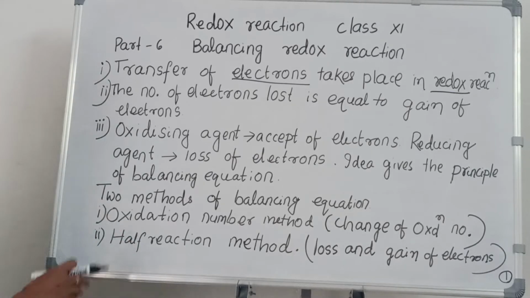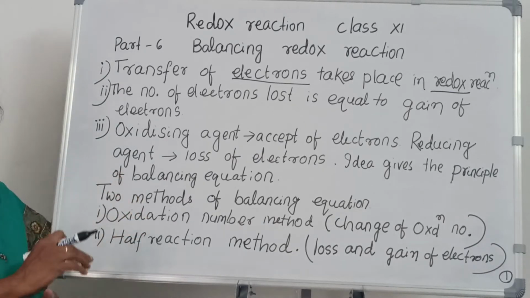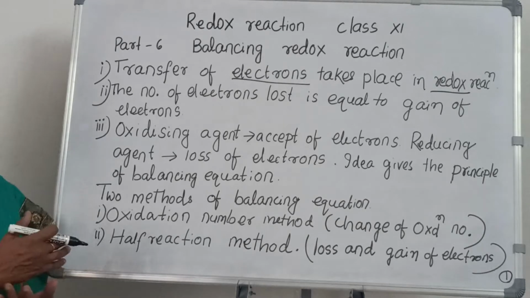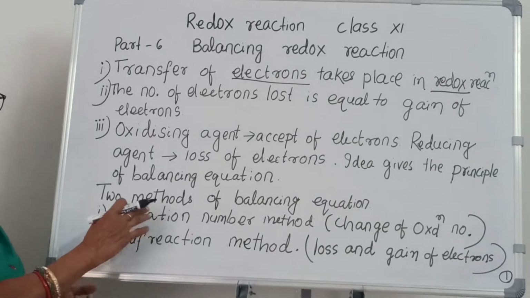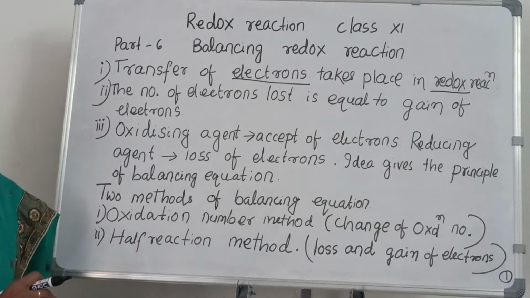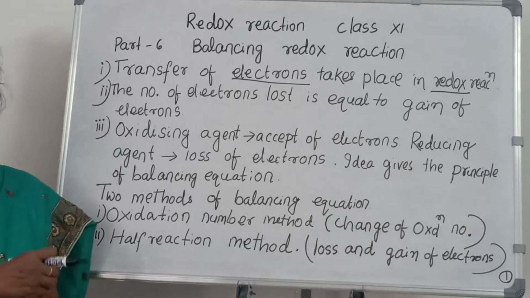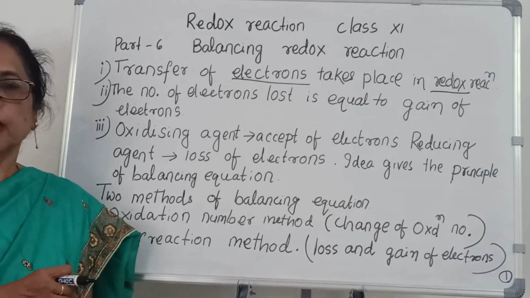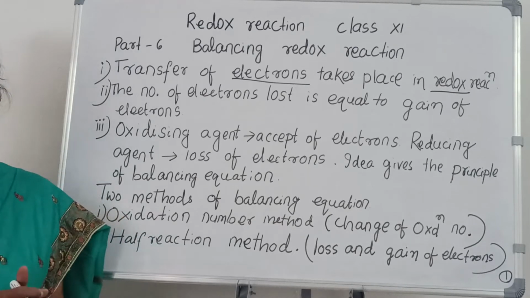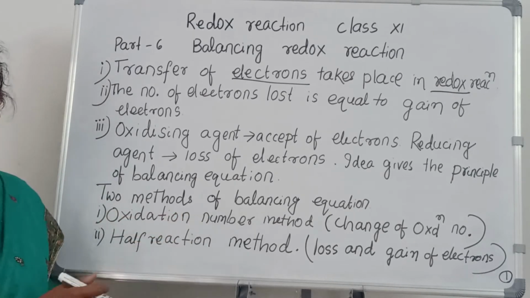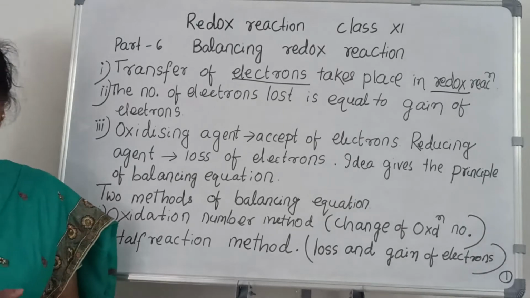Now we will see what the basic steps required are, and how to balance by the oxidation number method. Here the specific steps are there. We will see them step by step, and you should also remember each step, otherwise it is not easy to balance the equation by the oxidation number method.